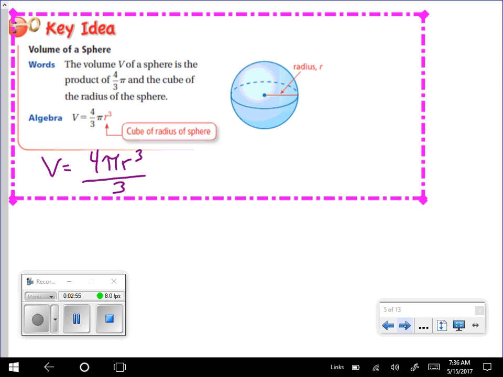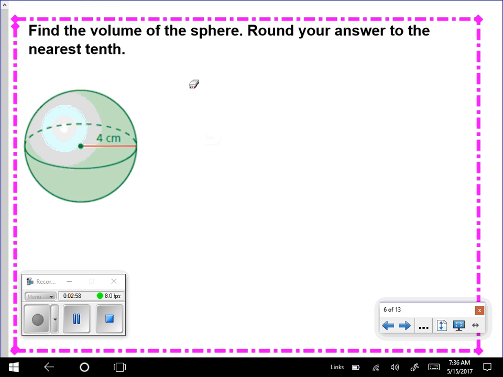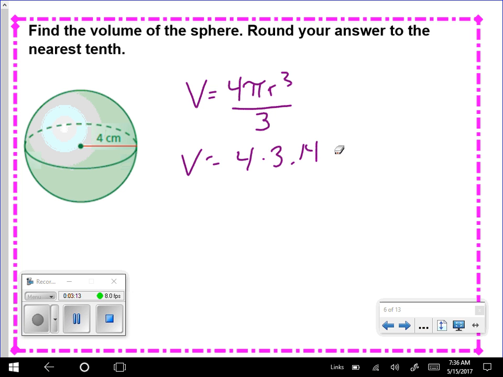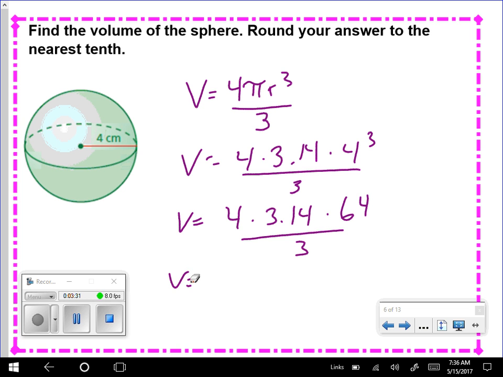All right, so let's get to some examples. So the volume formula, we'll write the formula out. 4 pi r cubed divided by 3. So what would be our radius here? Our radius would be 4. So we'd have 4 times pi 3.14 times 4 cubed over 3. So 4 cubed is 4 times 4 times 4, which is 64. So we have 4 times 3.14 times 64 over 3. Now we just have some math to do.